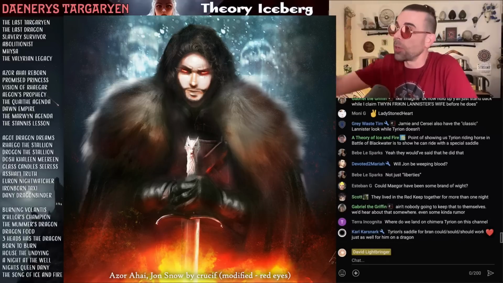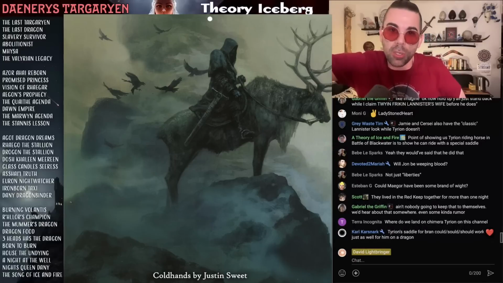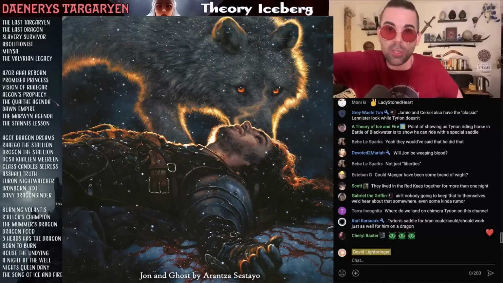And then, of course, he's also a skinchanger. Cold Hands, I believe, is still using his skinchanger magic to ride his elk, even though he's dead. So we should expect that Jon, after he's resurrected, will still be able to use skinchanger magic.